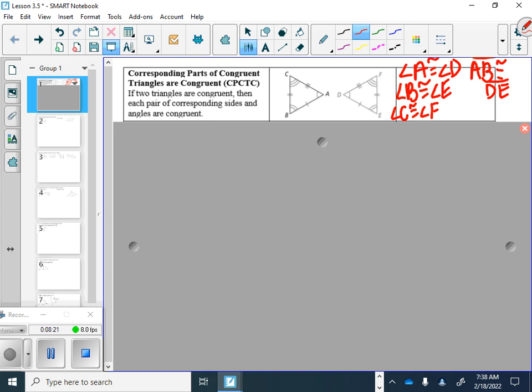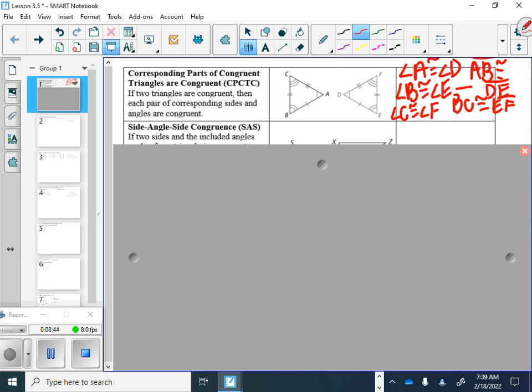Which side is congruent to BC? EF, good, EF. Okay, so BC, I started with 2 arcs, and I got to go to the side that has the 2 tick marks and start with the 2 arcs. So that would be EF. And then lastly, scroll down just a smidge. AC is congruent to what? DF, good. AC and DF are congruent to each other.